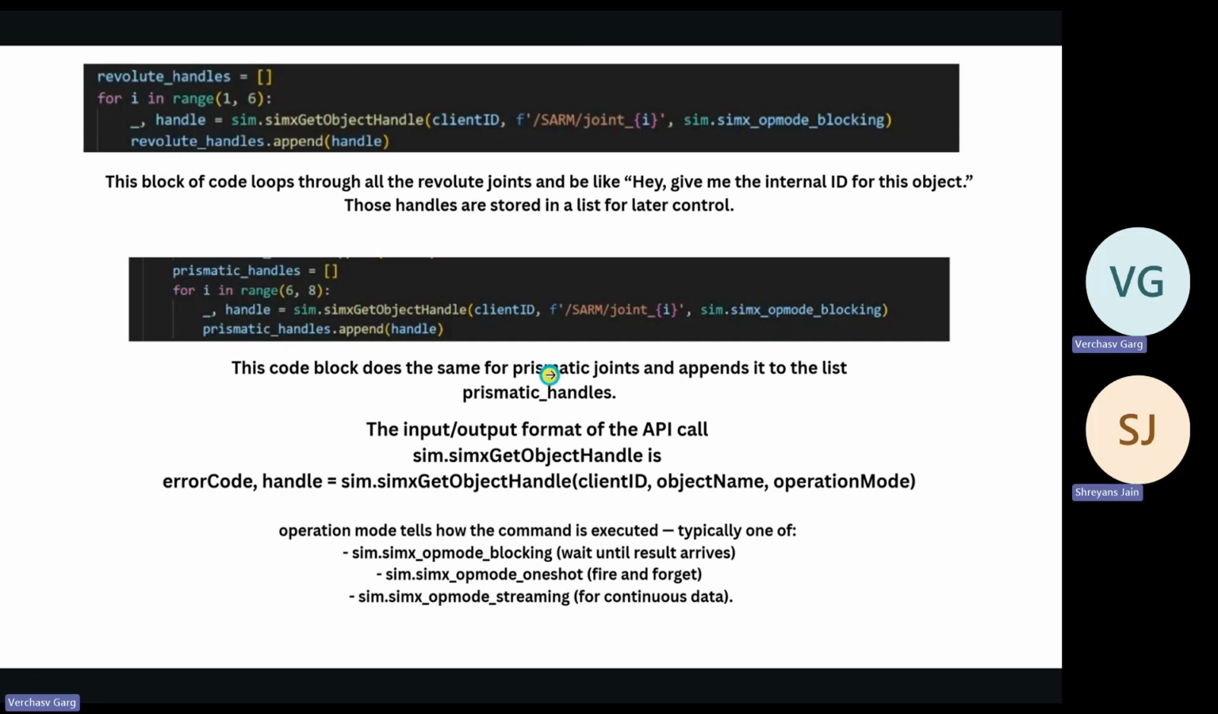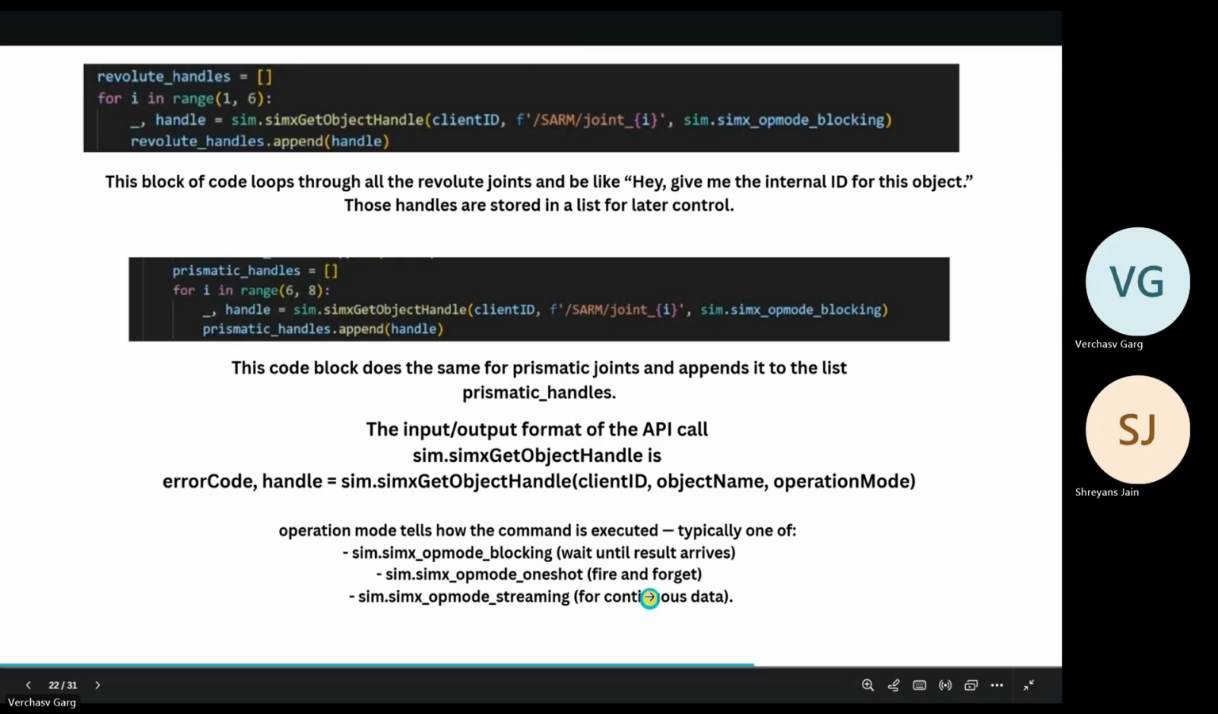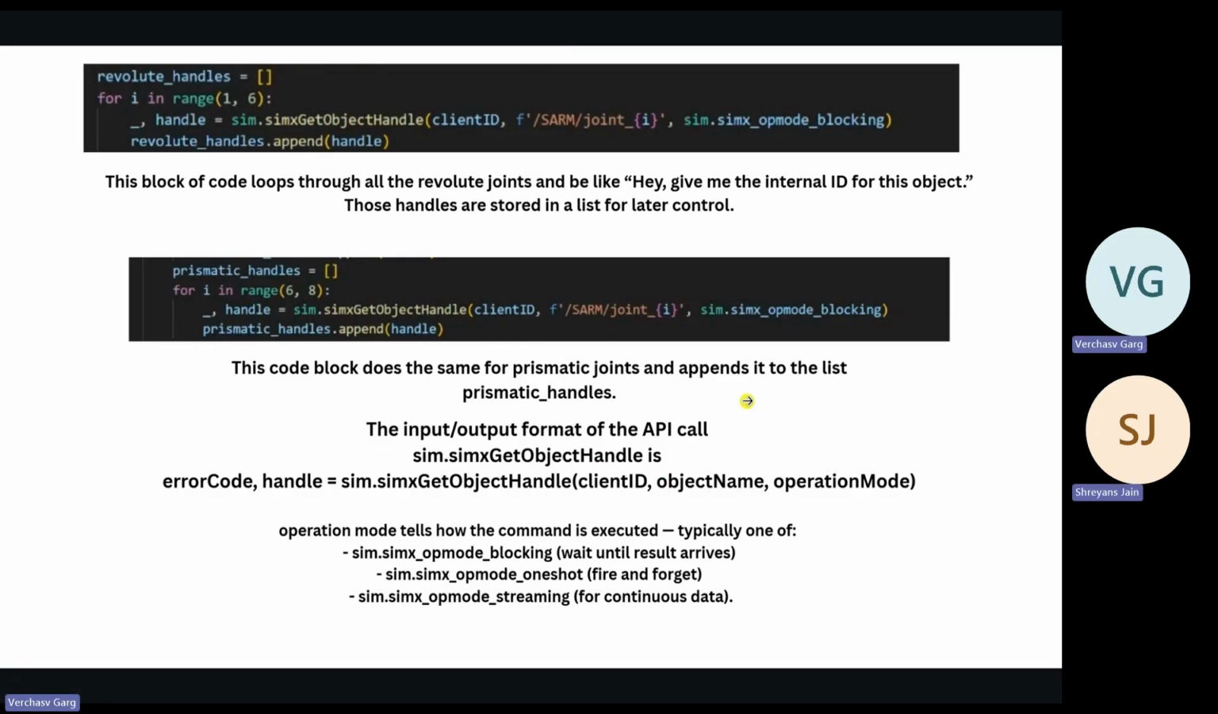Client ID and object name, meaning joint one. So we provide it in the form of the joint name with I, which we will be using in a loop, as you can see, for I in range 6 to 8, and there is operation mode.